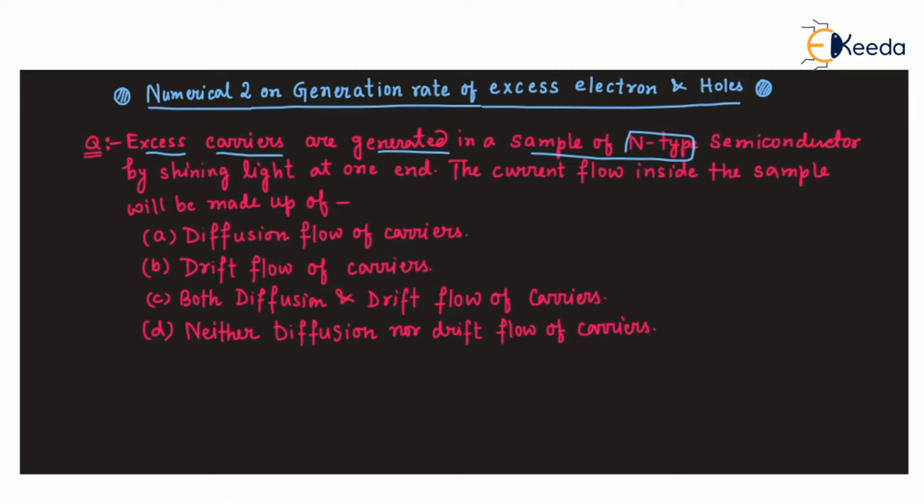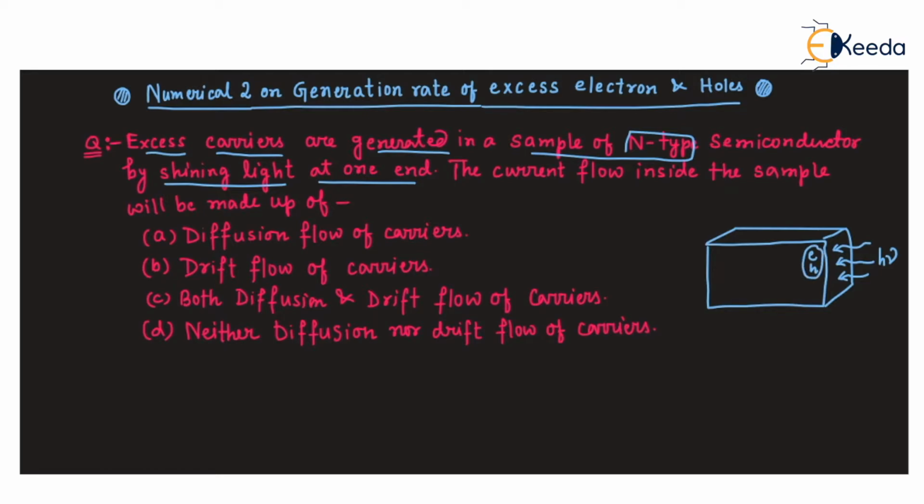There is an n-type semiconductor, and excess carriers are generated by shining a light at one end. That means we have a semiconductor like this. Suppose this is a semiconductor, and if I draw the 3D diagram, it will look like this. Light is incident from one end, so this is the light that is incident from one end. Due to the incidence of this light, electron and hole pairs are generated inside the semiconductor.